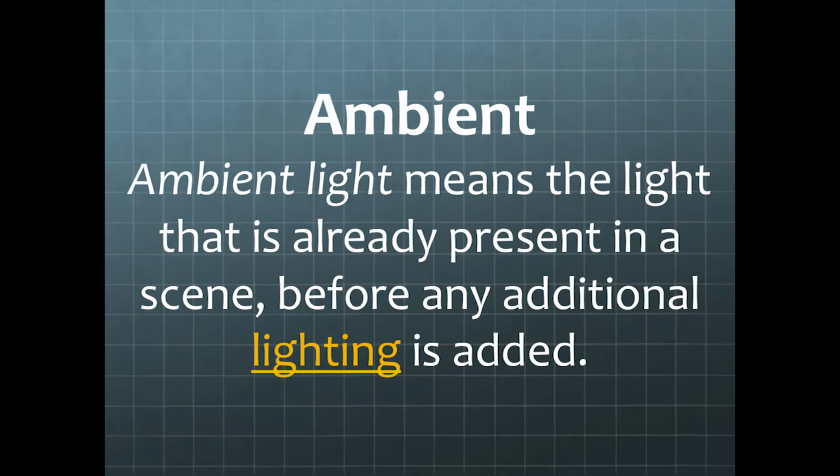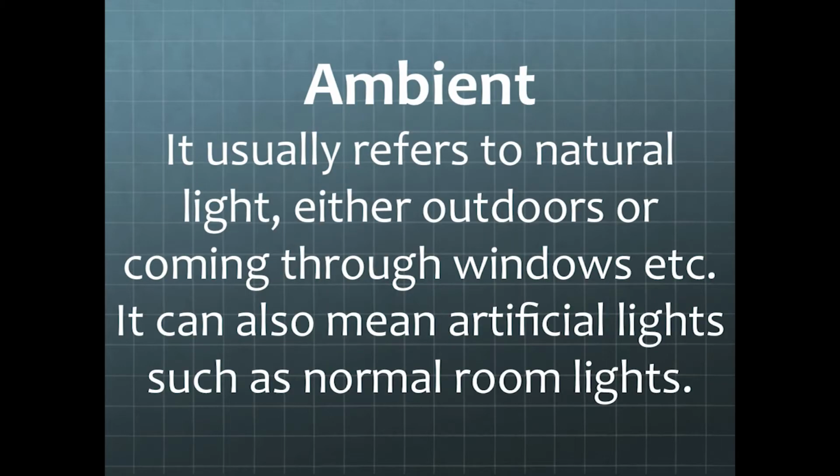Let's start with ambient. Ambient light means the light that is more or less already present in a scene, what you would expect for a scene before any real lighting is added. Ambient light is just kind of like the light that hangs in space. It's uniform, no real emphasis on shadow. Ambient usually refers to natural light, either outdoors or coming through windows. It can be, but it can also mean artificial lights, such as normal room lights.